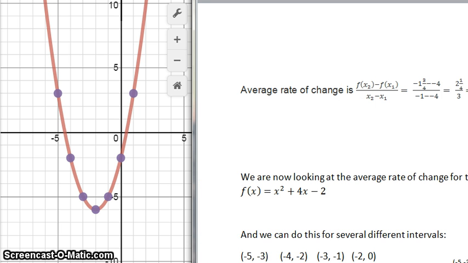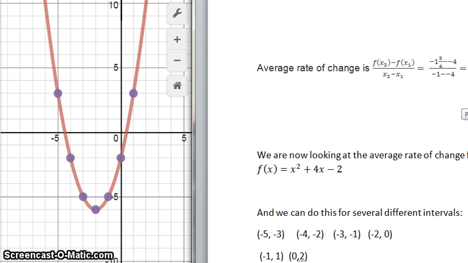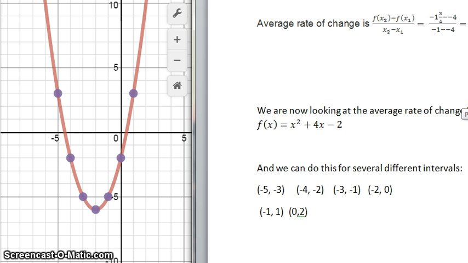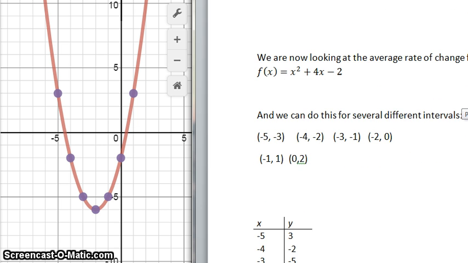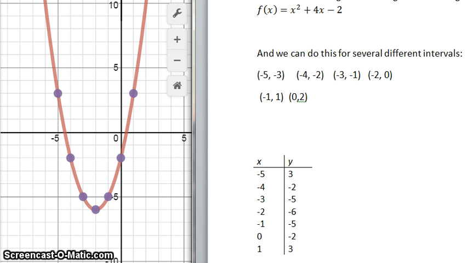All right, so we're going to look at -5 to -3, -4 to -2, -3 to -1, and -2 to 0. The other ones are examples of other intervals. A lot of times it's really a big help if you just put in the table.